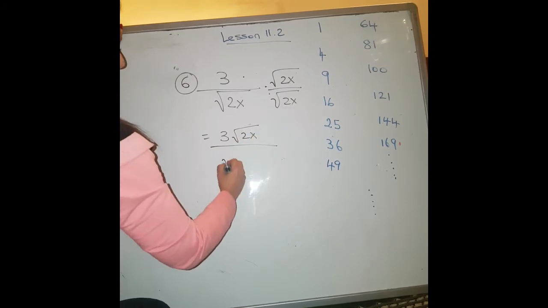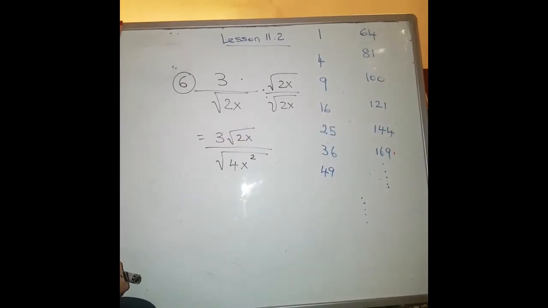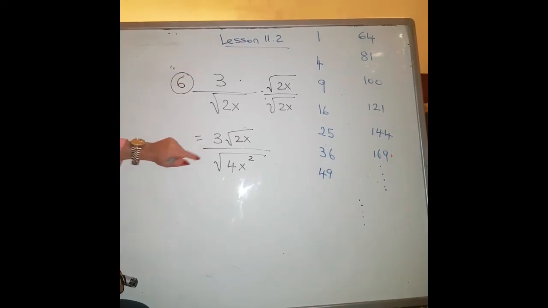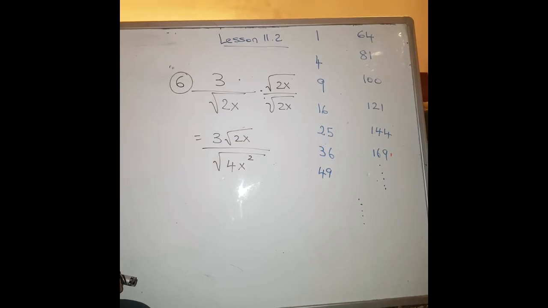2 times 2 is radical 4. x times x is an x to the second power. 3 is already a whole number. Can I open up radical 2? No, it's prime. Can I open up a radical x?